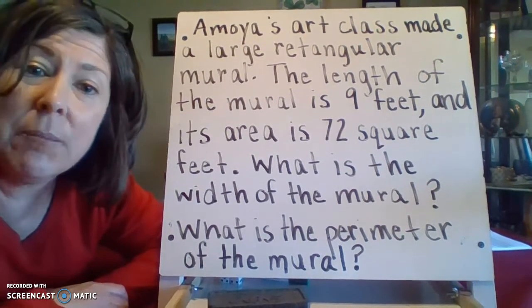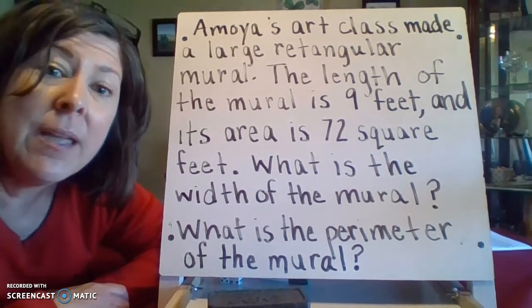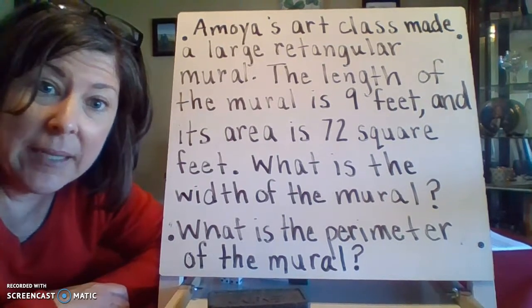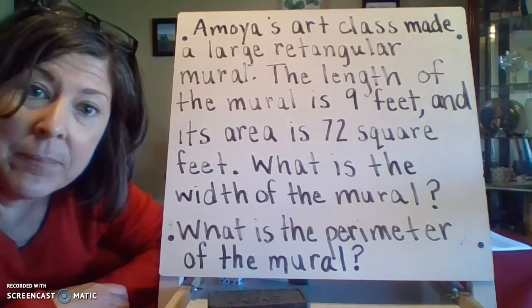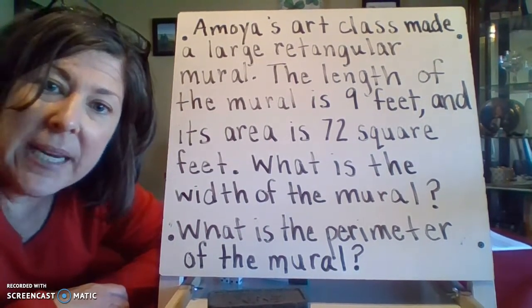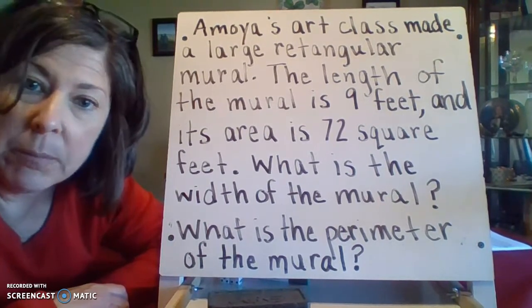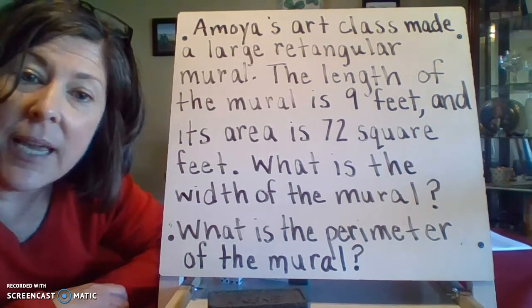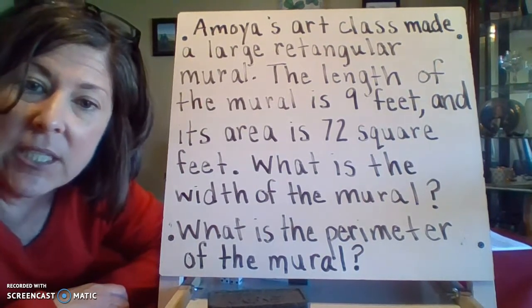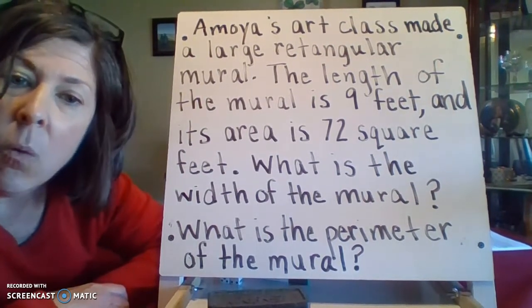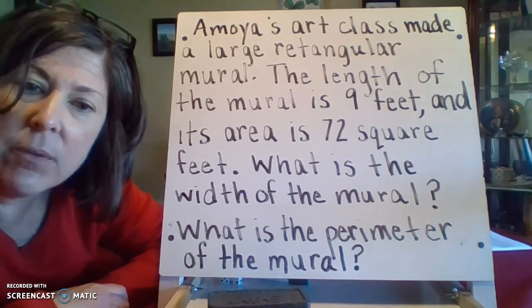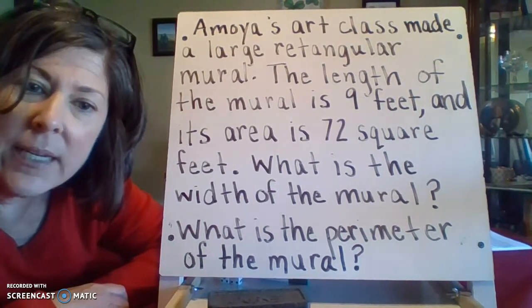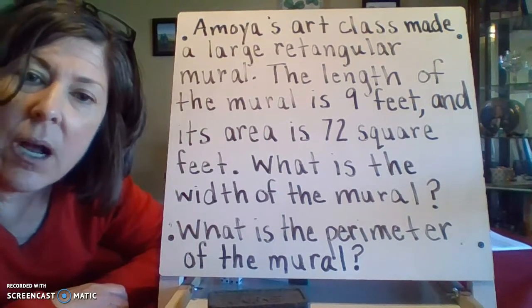Okay, so today's problem is talking about a mural that Amoya's art class is making. So read along with me. Amoya's art class made a large rectangular mural. The length of the mural is 9 feet and its area is 72 square feet. What is the width of the mural? What is the perimeter of the mural?